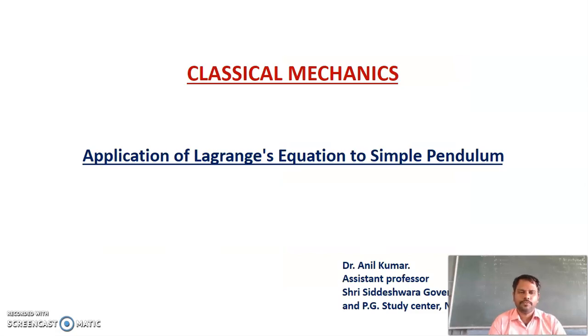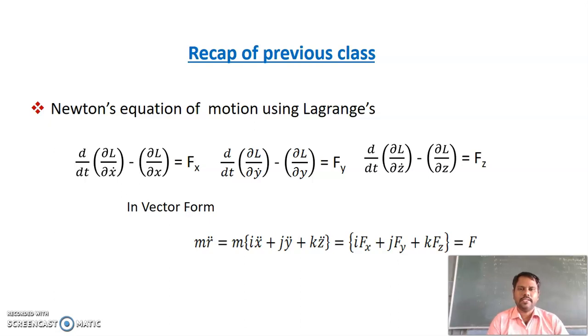In this session, we will see how the equation of motion of a simple pendulum can be derived using the Lagrangian equation. In the last class, just by knowing the kinetic energy and potential energy and using the Lagrangian equation, we arrived at Newton's second law of motion, which is given by F is equal to m r double dot.